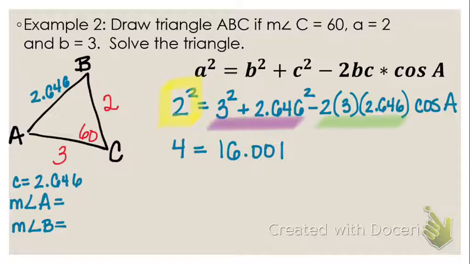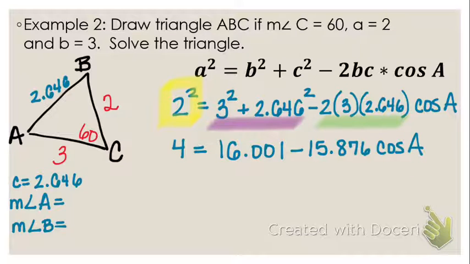All right, bring down the subtraction sign. Now multiply 2 times 3 times 2.646. So 2 times 3 times 2.646. So that would be minus 15.876 cosine A. Okay, this is being multiplied by the cosine.